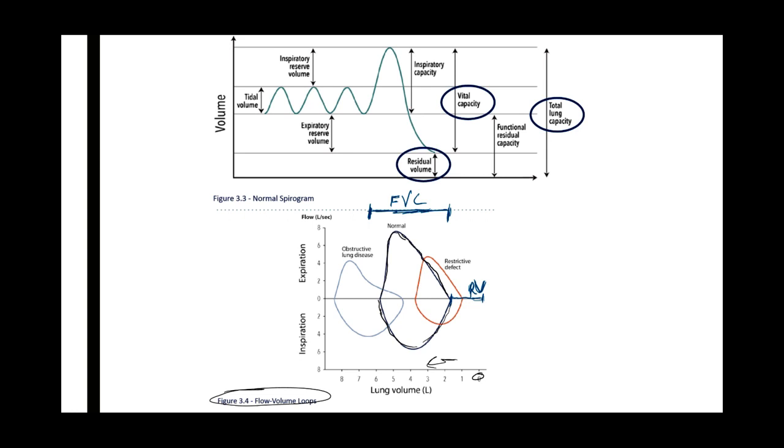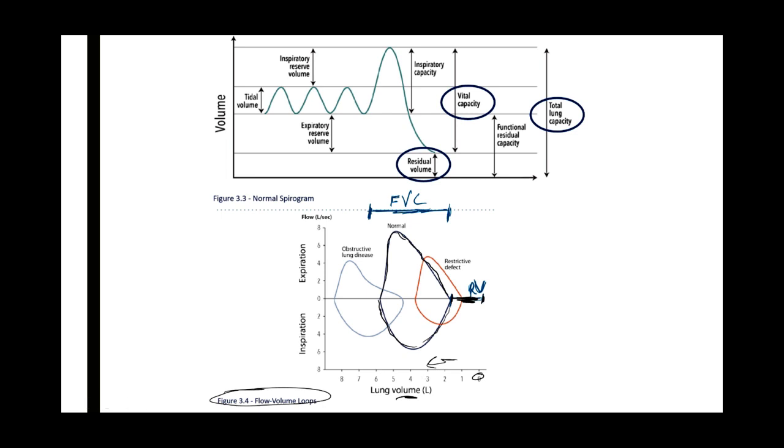But if we compare to the spirogram, the residual volume is the air that's left in the lungs, remember, after a maximum inhalation and a maximum exhalation. So you can't really get it out if you tried. It's just there. So that makes sense that the residual volume in the flow volume loop would be from here to here, right? Because this is inhale, exhale.